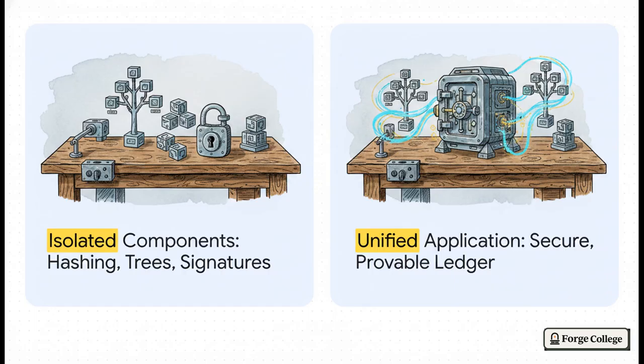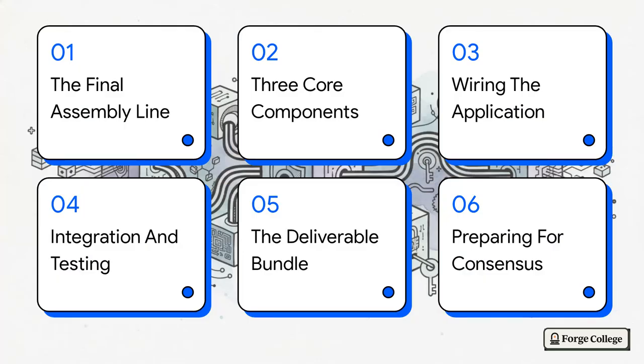But today is where the magic really happens. We're going to wire all of these isolated gears together to create a unified application. We're building a secure, provable ledger that can actually accept and, more importantly, authenticate real transactions. Here's our patent blueprint for today. We'll start with the final assembly line, review our core components, wire the application, run some integration testing, package the deliverable bundle, and finally prepare for consensus.